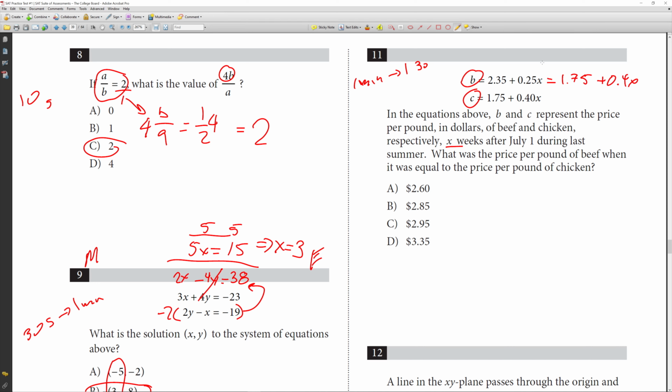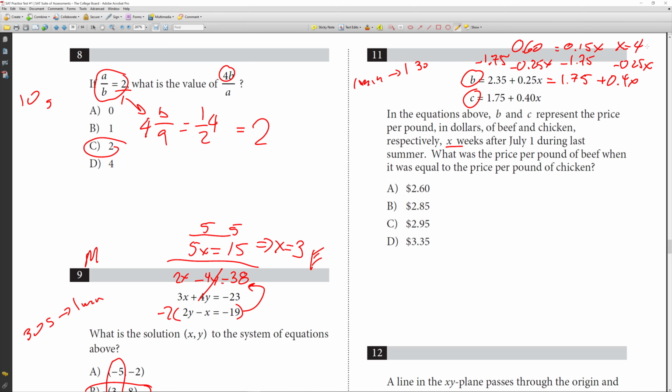So combine like terms. Since this is a smaller x, move the x term over to the right side and then move the whole number over to the left side. As a result, what do you get? So this here becomes 0.15x. 2.35 minus 1.75 comes out to 0.60. x is then equal to 4.